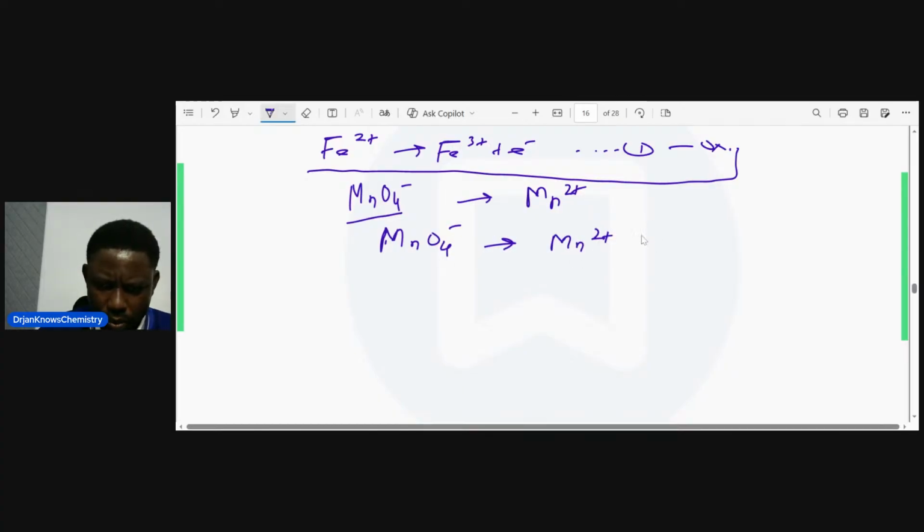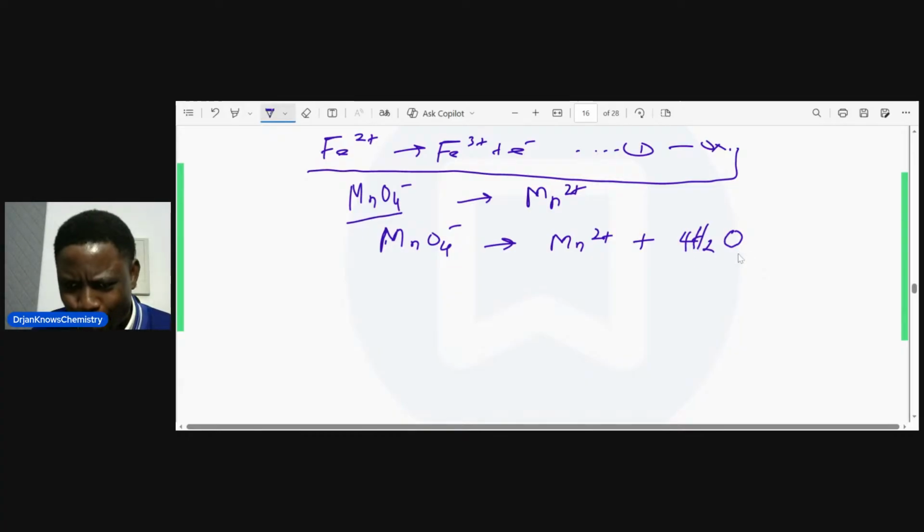So you may want to say, oh, let me put oxygen here, but it's going to be four of it. But we don't just put oxygen that way, because oxygen cannot stay that way. So we use water, H2O. That means I added four H2O so that I'll have four O. So whenever I want to balance oxygen, we make use of water molecules.